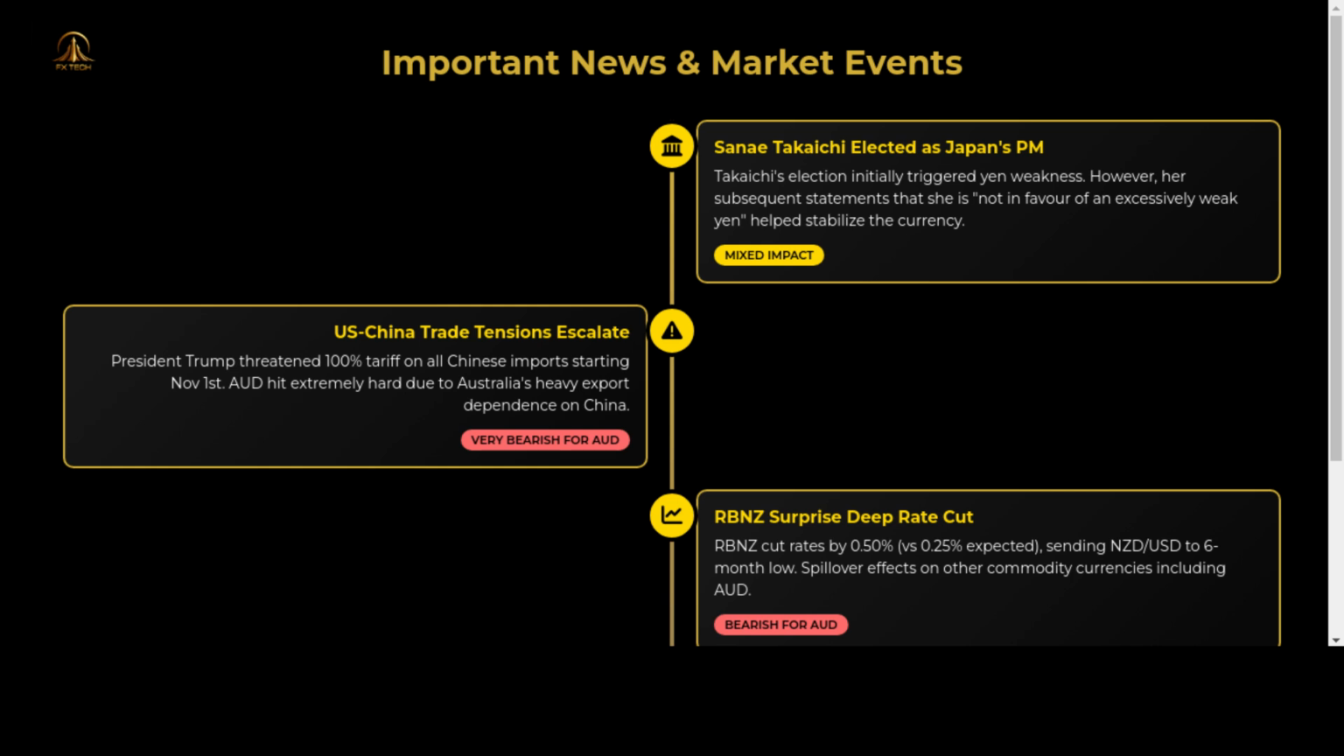Third, the Reserve Bank of New Zealand's surprise deep rate cut of 50 basis points sent shockwaves through commodity currencies, including the AUD. Finally, rising BOJ rate hike expectations, following Takaichi's statement that there's no immediate need to revise BOJ policy, has provided support for the yen.